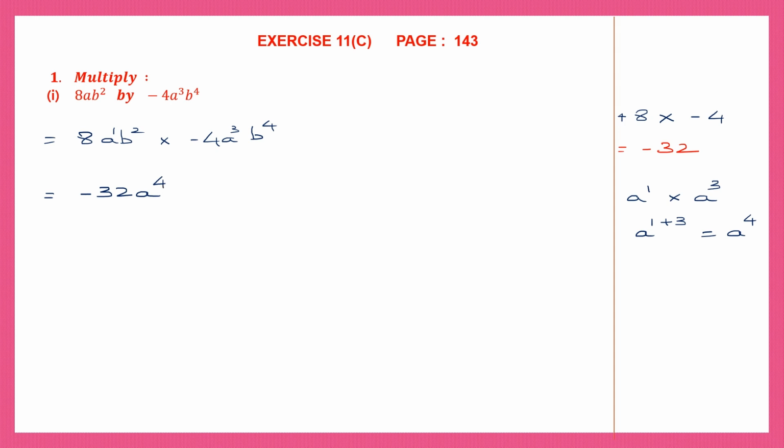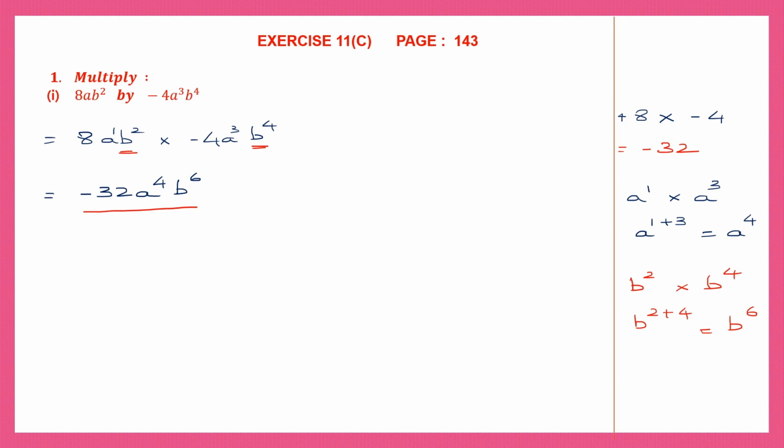Now you take the b's. Here we have b to the power of 2 and here we have b to the power of 4. So b to the power of 2 into b to the power of 4 will be b to the power of 2 plus 4. For multiplication, we add up the powers. So this becomes b to the power of 6, and you put it here along with it. So all this is multiplication. So the final answer is minus 32 a to the power of 4 b to the power of 6.